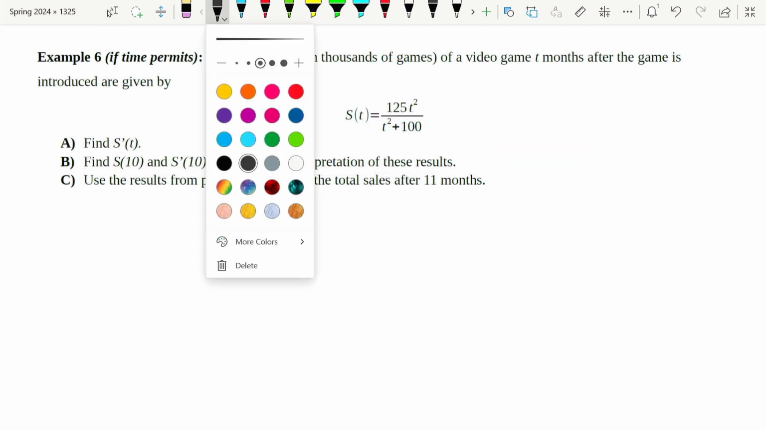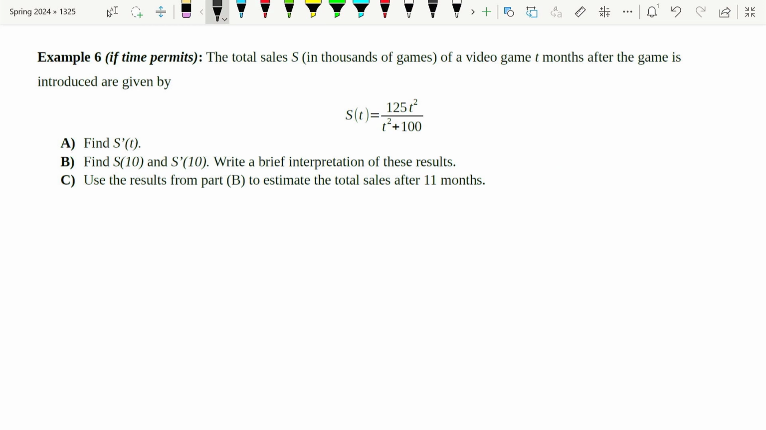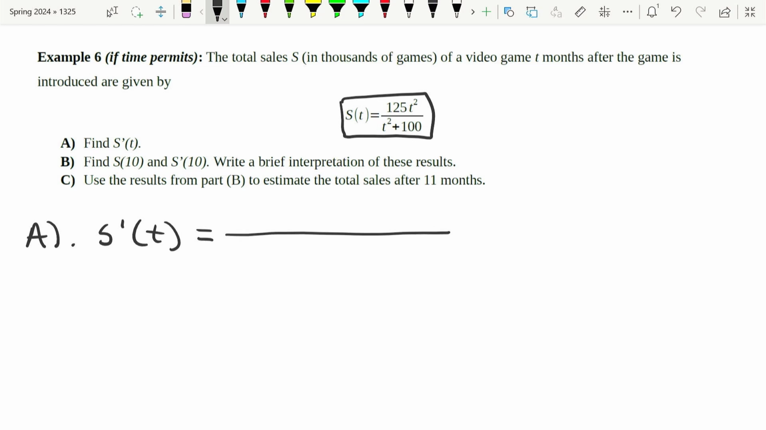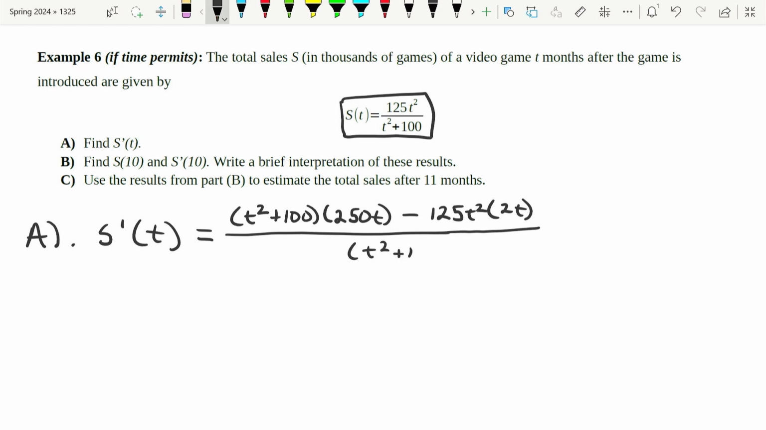In this particular example, it says that the total sales in thousands, t months after release, is given by this function s of t here. We're going to start by finding the derivative s prime of t. It's going to be quotient rule again. So we do low, t squared plus 100, d high, which is 250t, minus high, 125t squared, d low, 2t, all over the square of what's below.